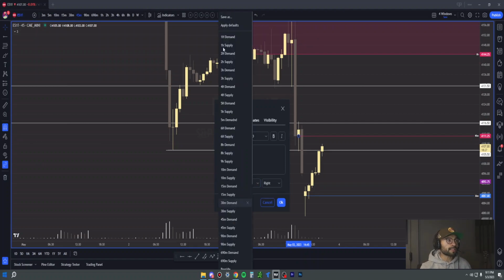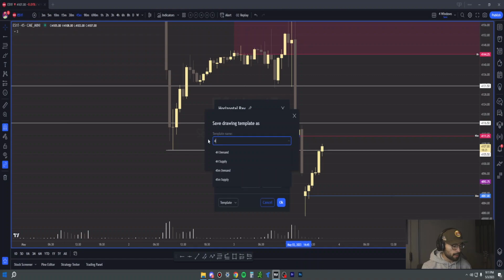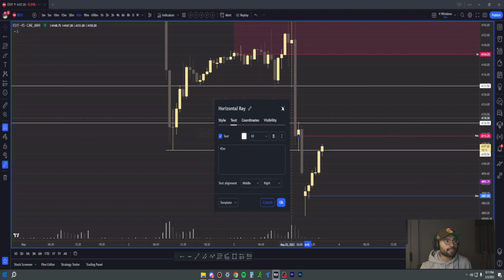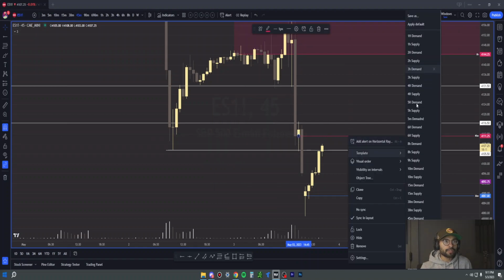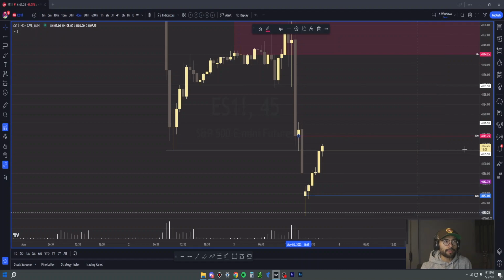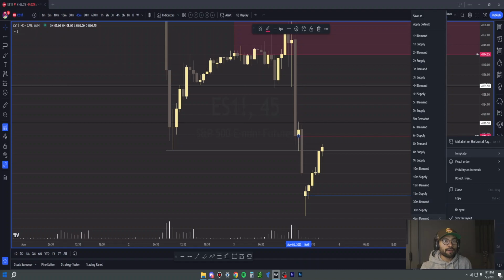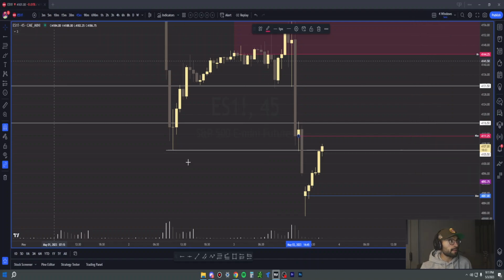Then I'll save as and name it 45-minute supply. This way, instead of having to draw out the color and the 45-minute label each time, I just right click, go to template, pick 45-minute supply, and it just forms. Oh wait, that was a 30-minute. Template, 45-minute supply. And then I just get my square and do that.